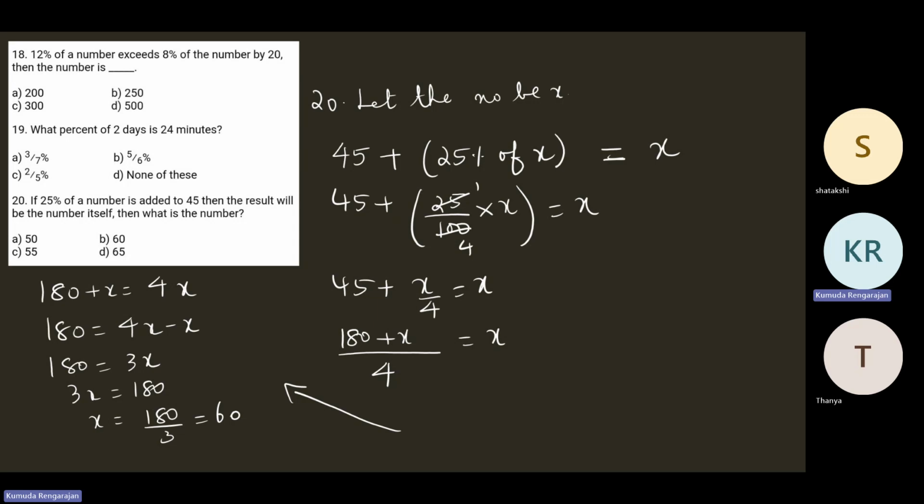Okay. 25% means 25 by 100 of x, and you can cancel. So you get x by 4. Then take the common denominator. It's 45 by 1. So it is 1 into 4, into 4. So 180 plus x by 4. Here it is into 1. 4 into 1 is 4. Here 1 into 4. So you need to multiply 45 by 4 and x by 1. Okay, ma'am. Because LCM, yeah. Then cross multiply and yes.